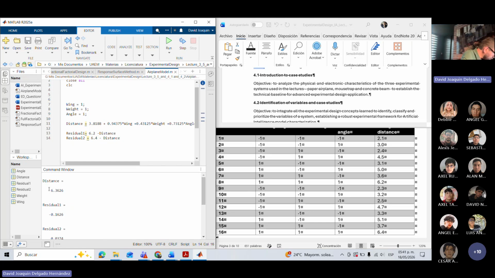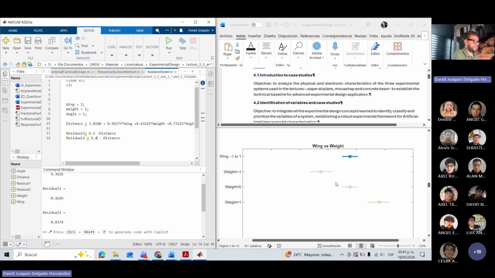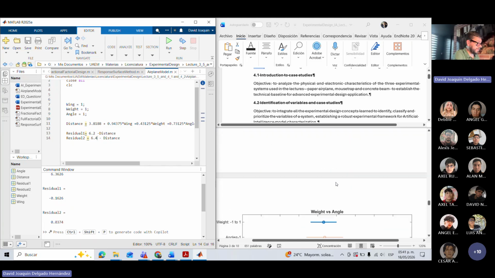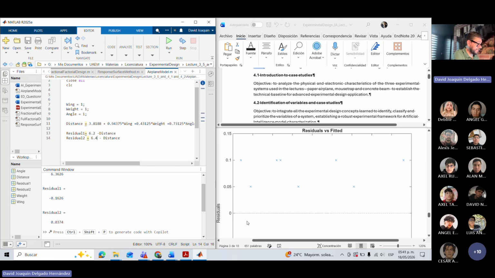Look, the calculated distance with the model is 6.3626, and the first residual is minus 0.1626, and the second residual is 0.0374. Okay, so if we go back to the graph, to figure number 5, these are the residuals, okay?